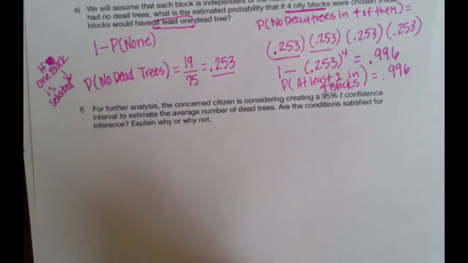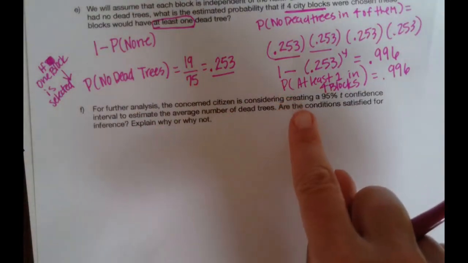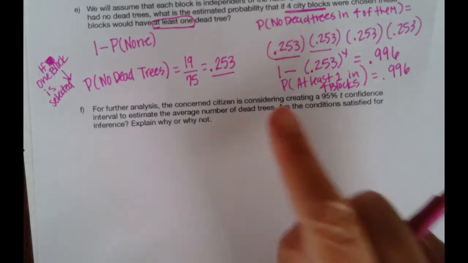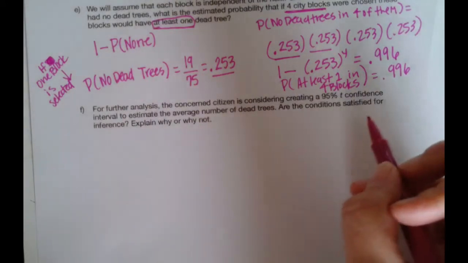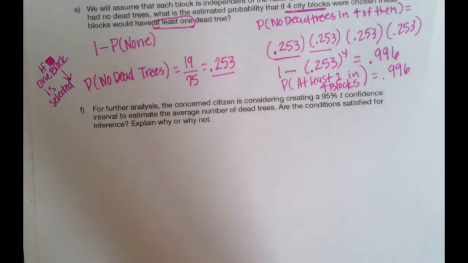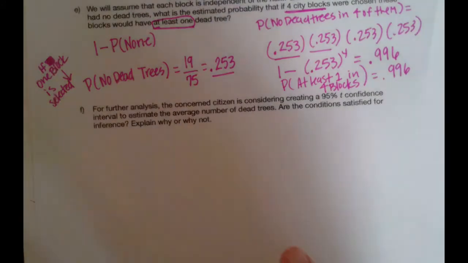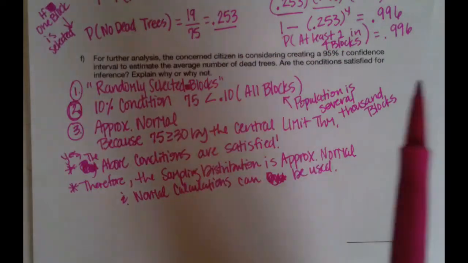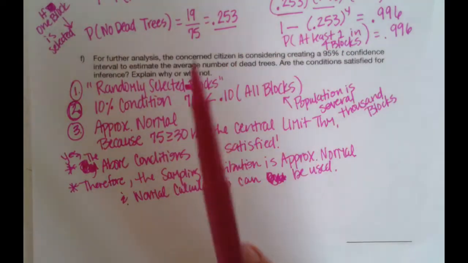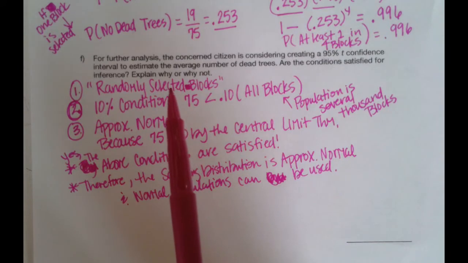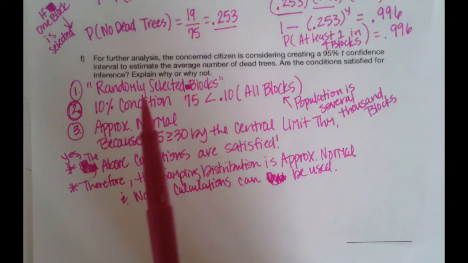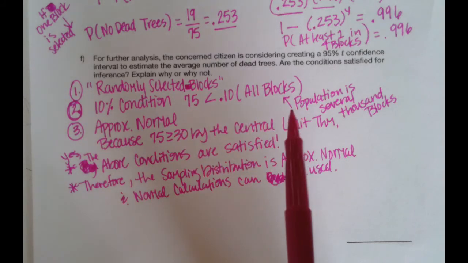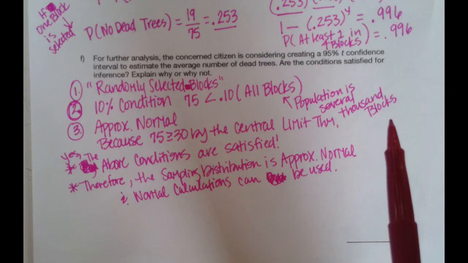Okay, so for further analysis, the concerned citizen is creating a 95% T confidence interval to estimate the average number of dead trees. Are the conditions satisfied for inference? Why or why not? Well, first of all, you've got to go through the conditions and you have to answer the question. So number 1 is randomly selected blocks, 75 blocks actually. 2, 10% condition. 75 is less than 10% of all the blocks, and it tells us that the population is several thousand blocks.